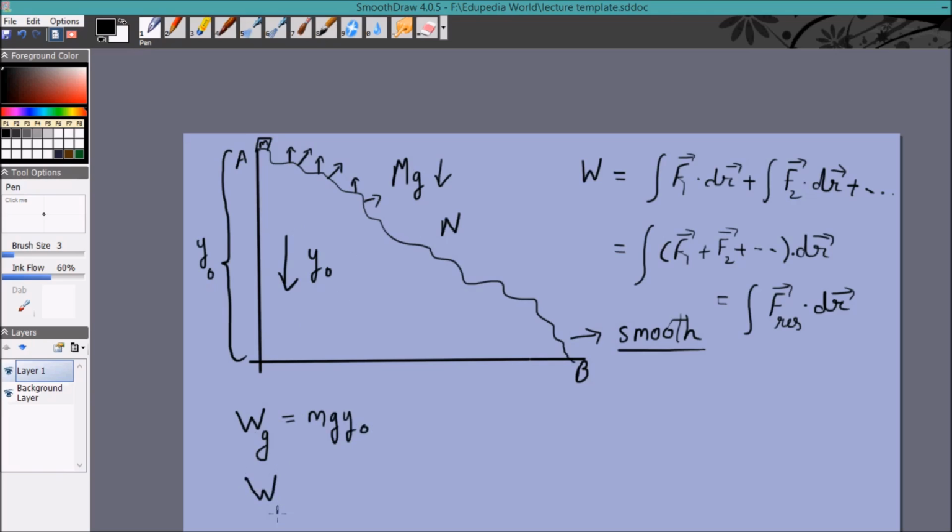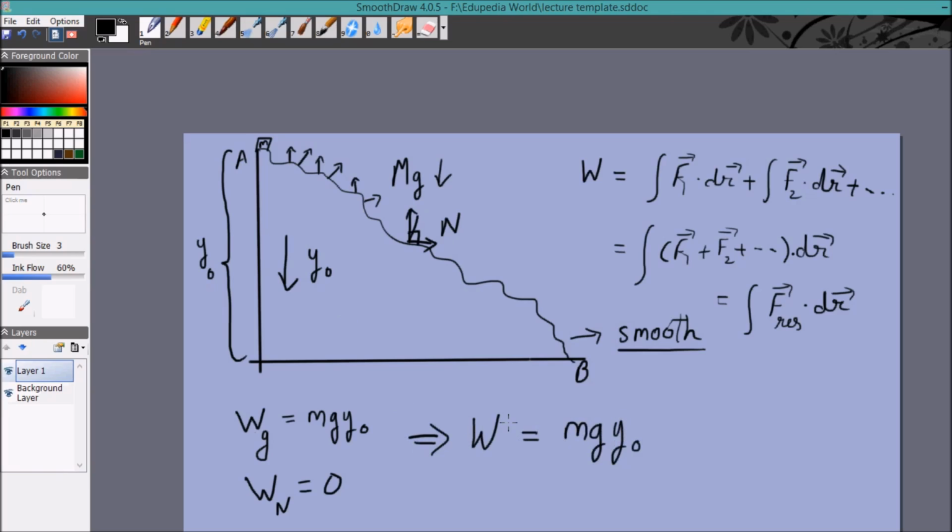The work done by the normal force will be 0 because this falls into our first category of constant forces, and this falls into our second category of forces which are always perpendicular to the displacement. The displacement will always be along the surface, and the normal force will always be perpendicular to the surface. So the angle between them will always be 90 degrees. So the net work done on this object is equal to mgy.